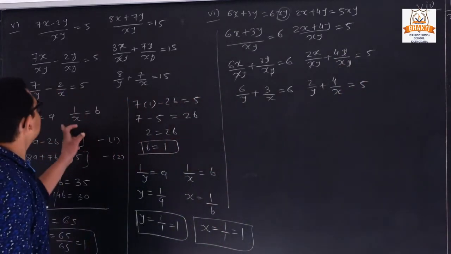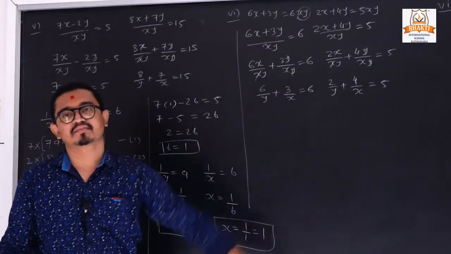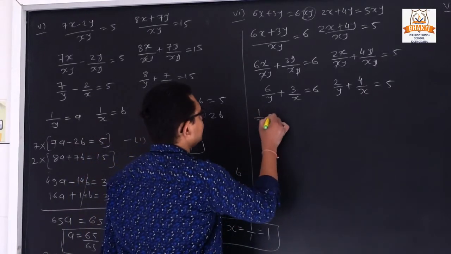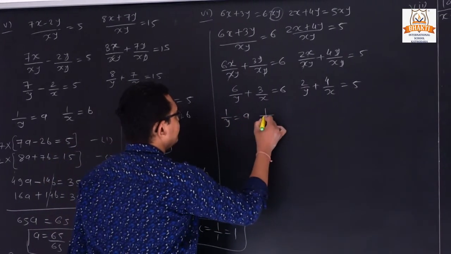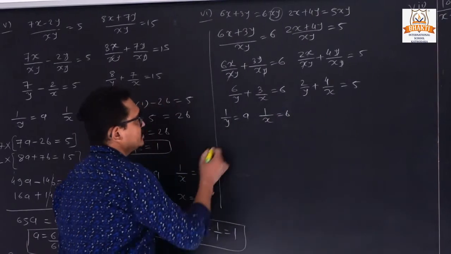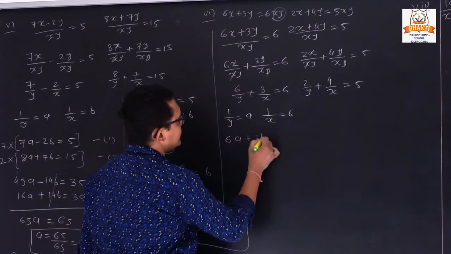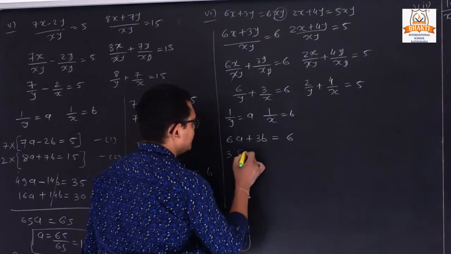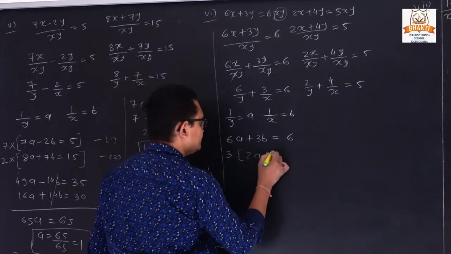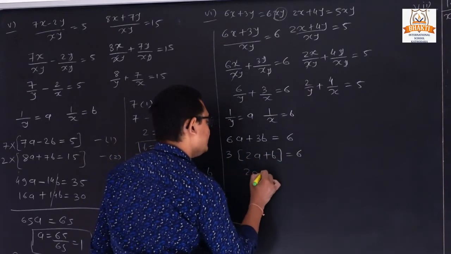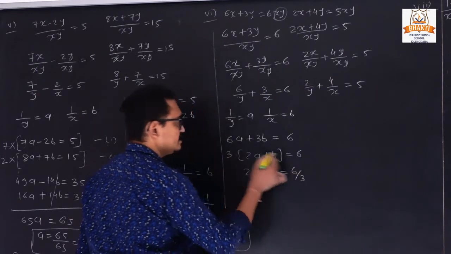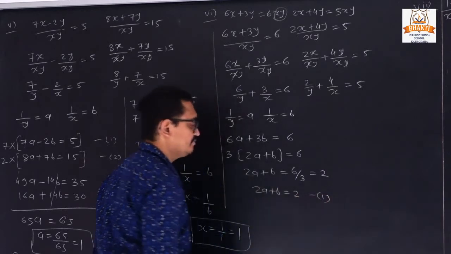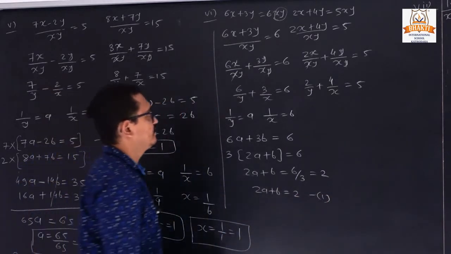So we have the same sum, see that question 5 and 6, we have the same condition, clear. So once again we can assume 1 upon y is equal to a and 1 upon x is equal to b. So 6a plus 3b is equal to 6. We can also take the 3 as a common term. So 2a plus b is equal to 6 upon 3, because this 3 is going to the second side. So 2a plus b is equal to 2. We can declare this as result number 1.